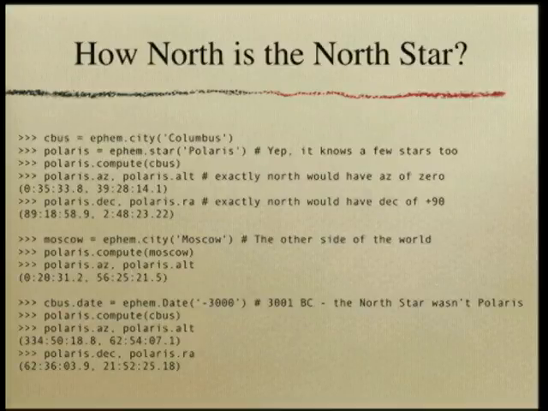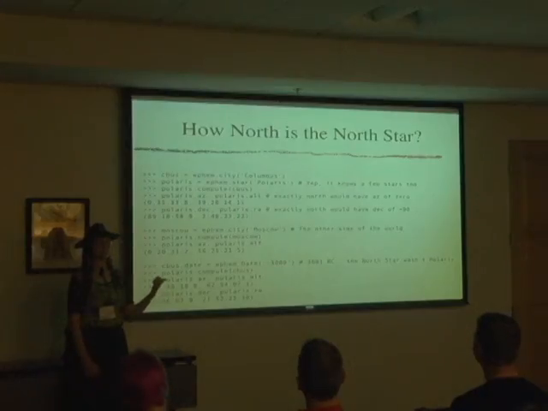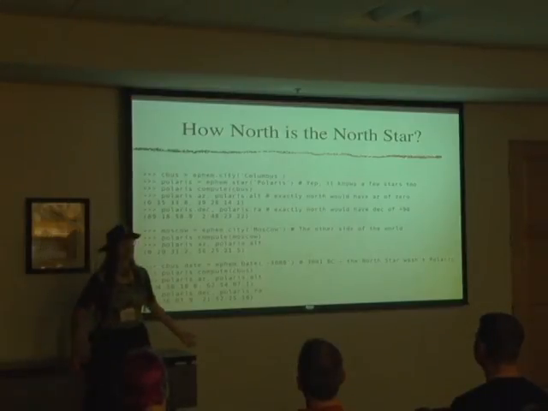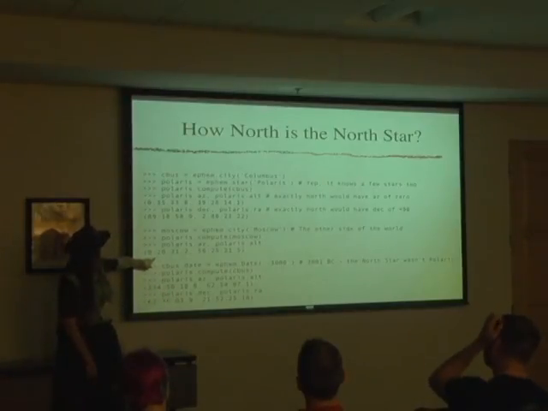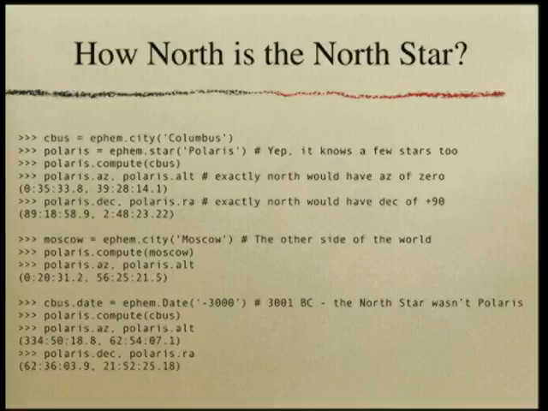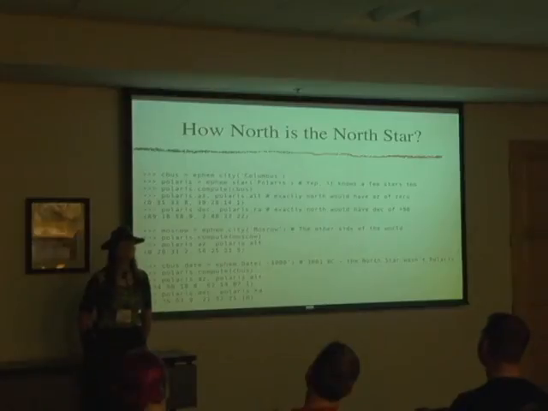And then you can ask the RA and dec, in case you're curious, like, hey, does Polaris work as well in Moscow as it does for Columbus? Because Moscow's kind of far away, right? And they're in the north. So since it knows a bunch of cities, hey, it knows Moscow. And you can see that Polaris is even closer to north in Moscow than it is in Columbus, because it's closer to 0. So, hey, they have a better North Star than us. And then, stars don't move very fast, but they do move. And around 3000 BC, Polaris wasn't actually our North Star.